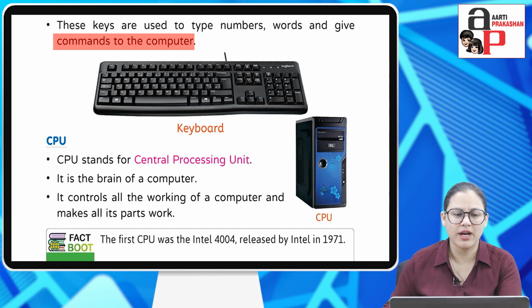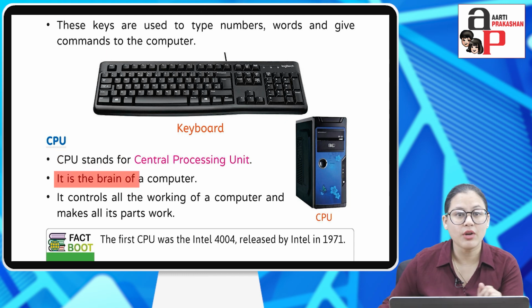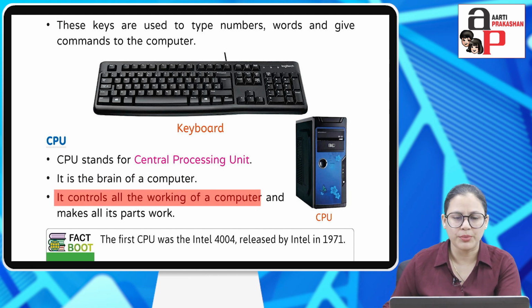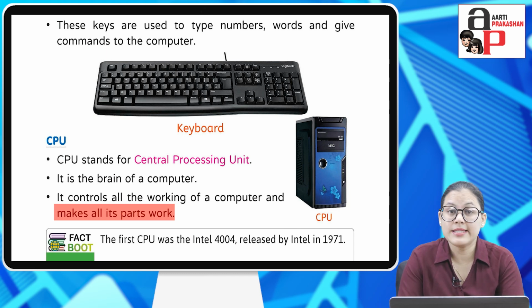Okay, next part is CPU. CPU stands for Central Processing Unit. This is the full form of CPU. Have a look, this is the picture of the CPU. It is the brain of a computer. It controls all the working of a computer and makes all its parts work. So the CPU is the brain of the computer and hence it controls all the working of the computer. It controls all its parts, right?